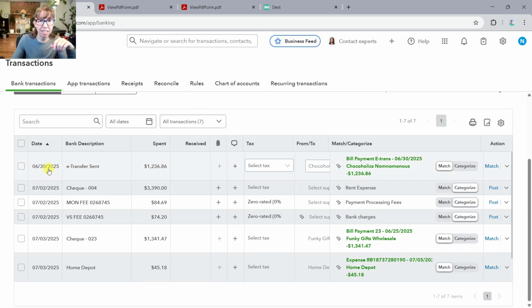I like to look at the date and then the name. So this says June 30th, this says June 30th. There's no name, but it says e-transfer, and I put e-transfer in the bill payment number.